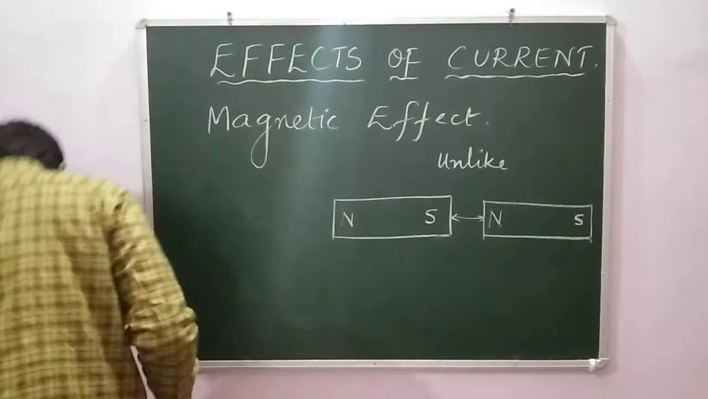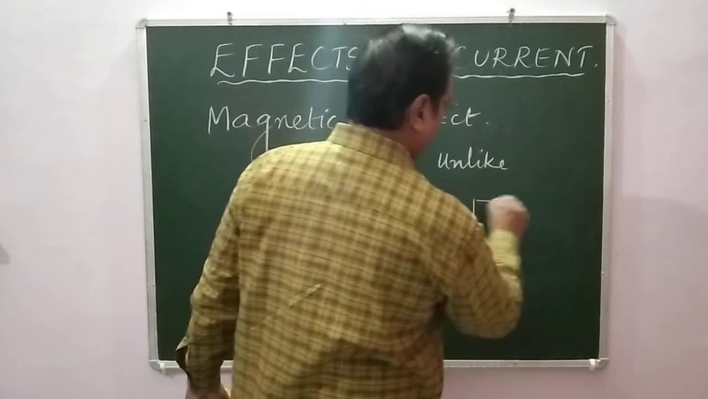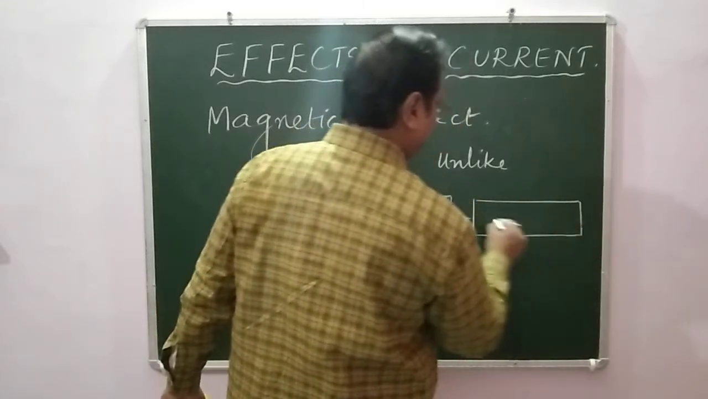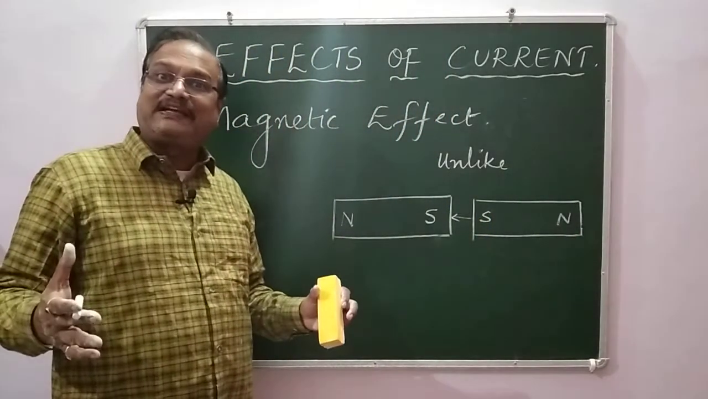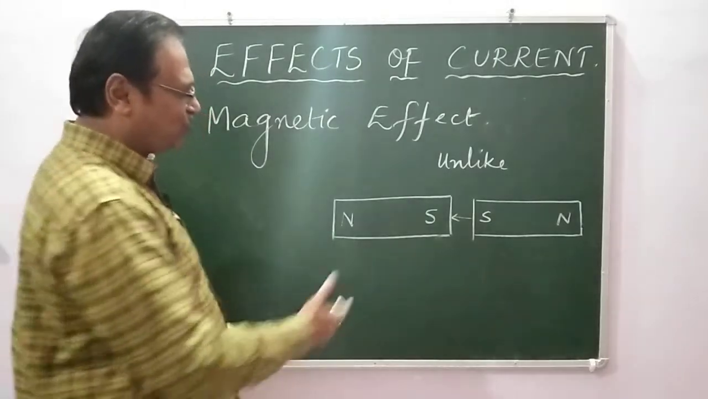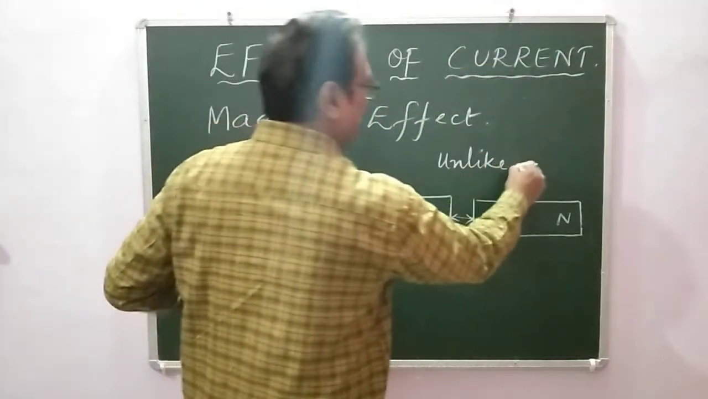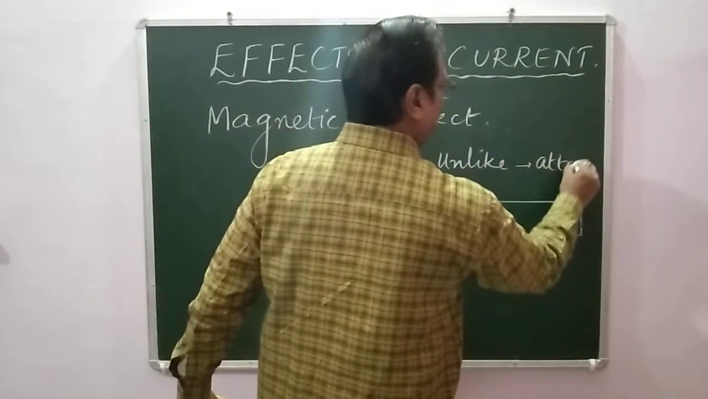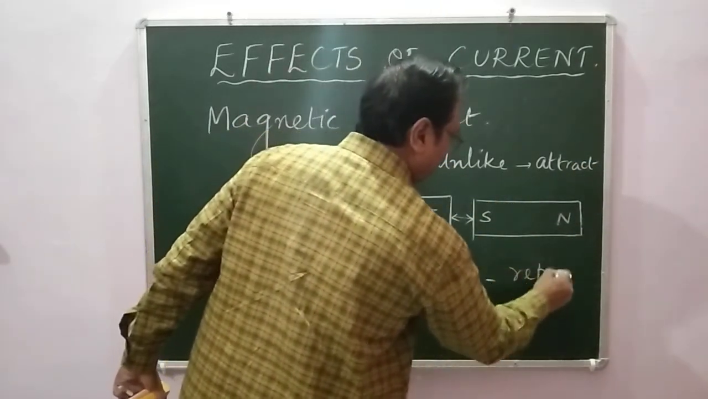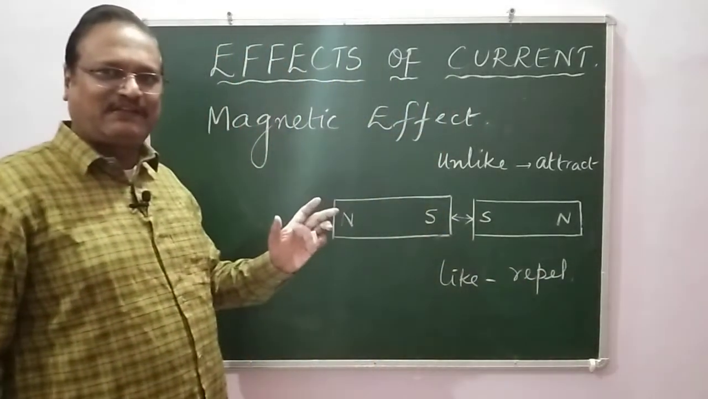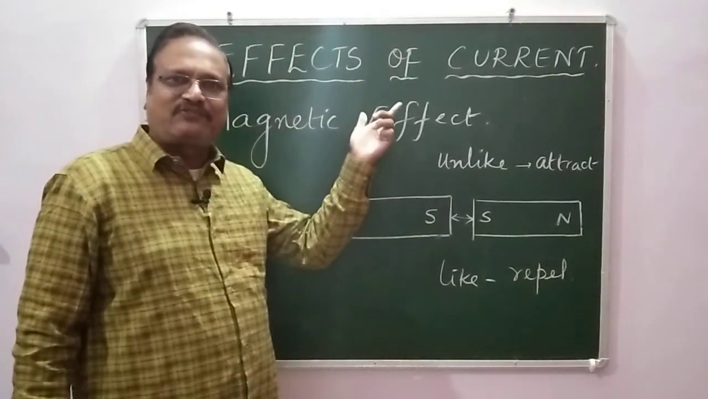Suppose I do one thing, I change this now, right? I am going to reverse the magnet. This is south pole and this is north pole. They are like poles now. They both are like poles. South pole and south pole, they will repel each other. Unlike poles attract each other, and like poles will repel each other. We will learn more about it in magnetism. I am now going to talk to you only about the magnetic effect of current.